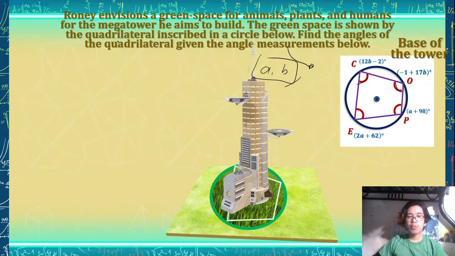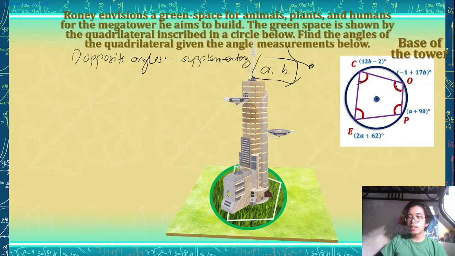We have to first remember the theorem about inscribed angles in a quadrilateral. What do we say about their opposite angles? In this quadrilateral, the opposite angles are supplementary. They're supplements of each other. Therefore, we can say that the measurement of angle C plus the measurement of angle P is equal to 180 degrees, and the measurement of angle E plus the measurement of angle O is also equal to 180 degrees.